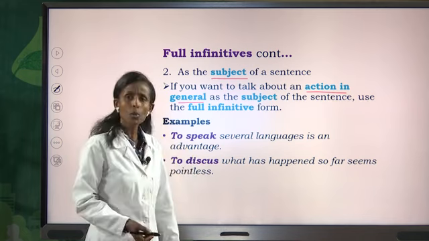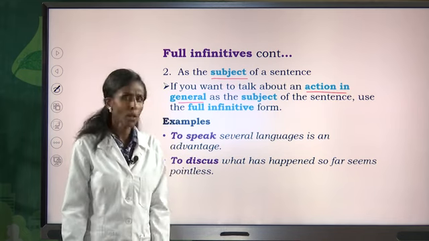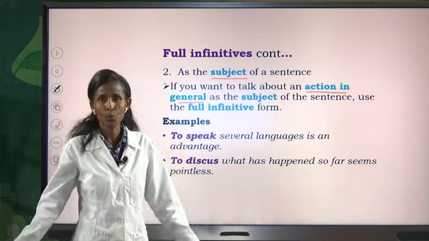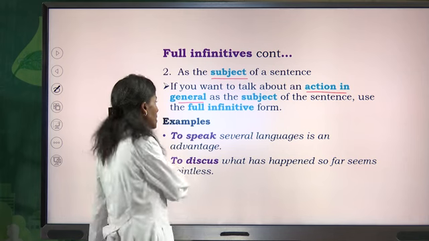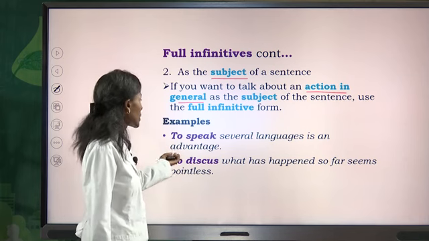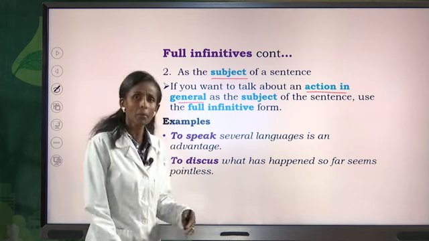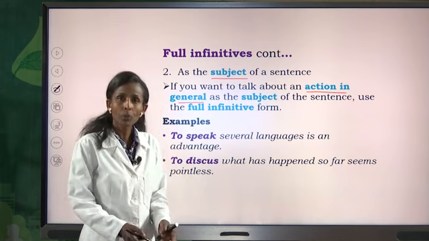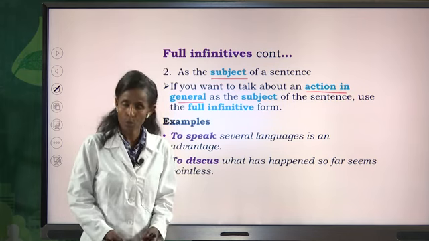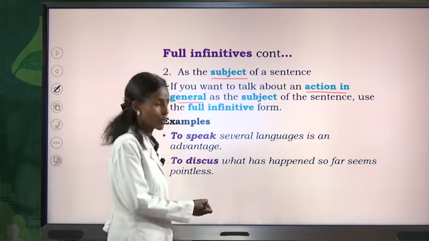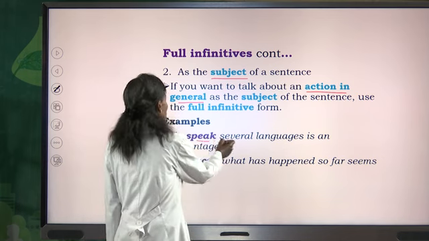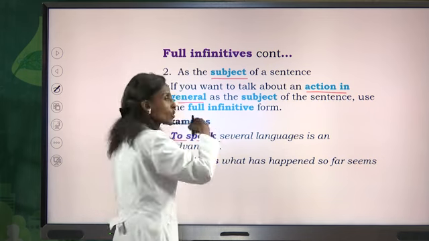But isn't it possible to say speaking several languages is an advantage? Of course it's possible, okay? But it has different meanings. Speaking several languages is advantageous means I'm not talking about something general. It might be talking about some specific situation or some specific time, you see? But to speak in this case shows an action in general.